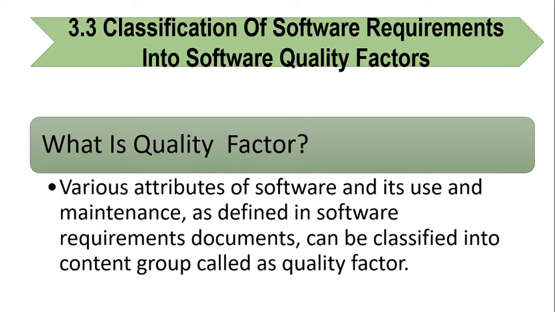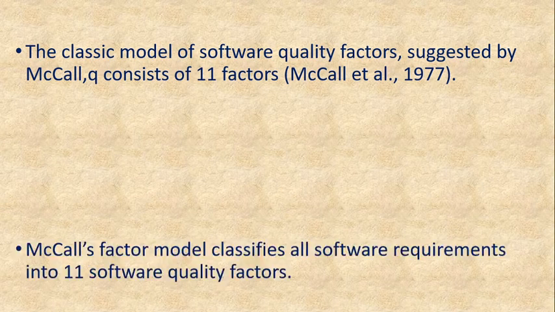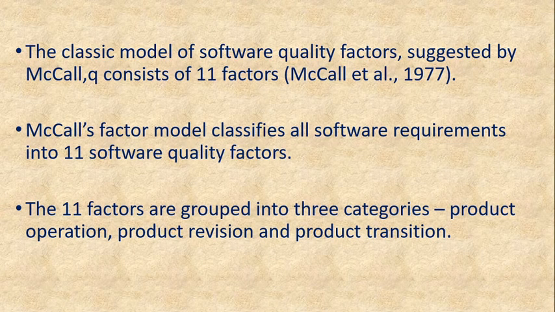But these quality factors are classified in the six models of software quality factors suggested by McCall, which consists of 11 factors. The McCall factor model classifies all software requirements into the 11 software quality factors. The 11 factors are grouped into three categories. The first is product operation, the second is product revision, and the third is product transition.